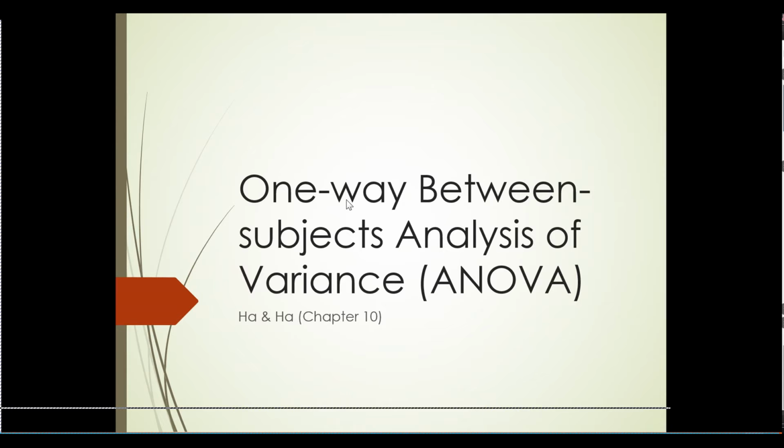It's a between subjects variable, meaning individuals are in one case or in one group, but not belonging to any of the other groups. And the dependent variable will be an interval or ratio variable, basically a quantitative variable that we want to compare the means across the levels of the categorical independent variable.